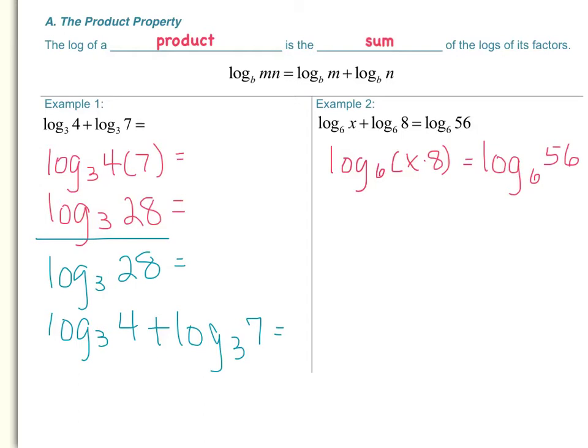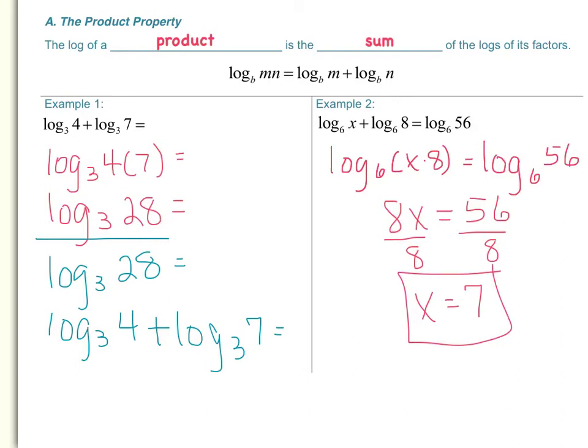Well, the same type of rule applies with log functions. If your logs are the same on both sides of the equation, you can set their arguments equal to each other and solve for x. So let's do that. Because I have log base 6 on both sides of the equation, I can take the argument, and this time I am going to write it as 8x, equal to the argument on the right side, which is 56. And now I'm just going to solve for x by dividing both sides by 8, and so x equals 7.